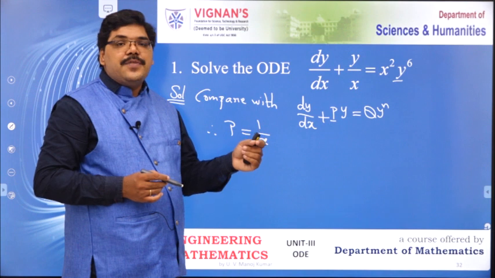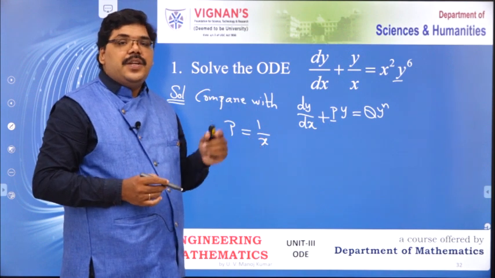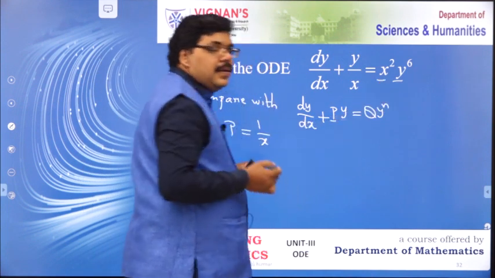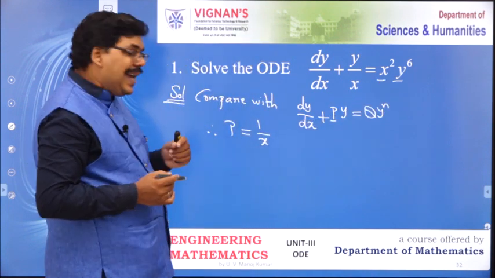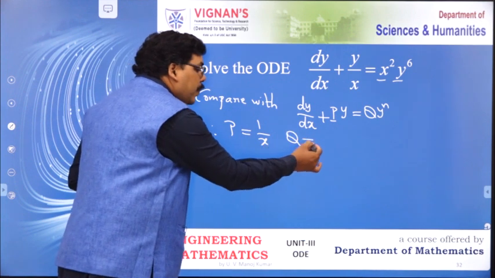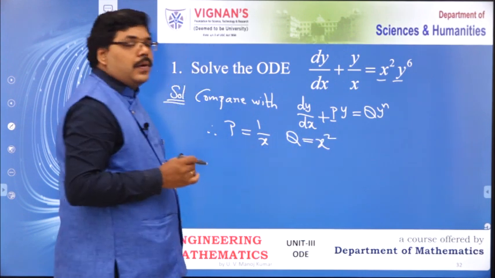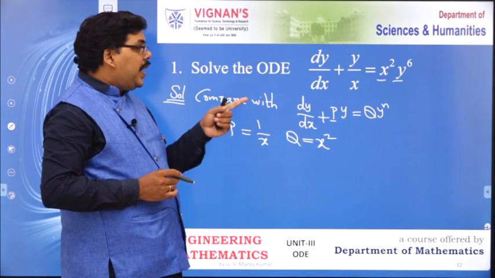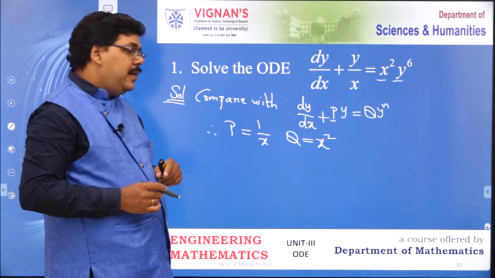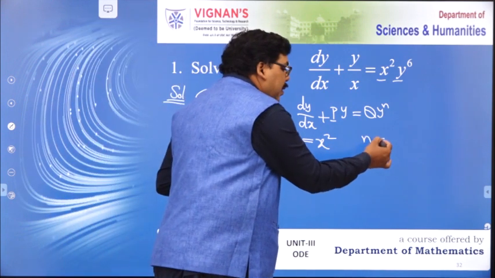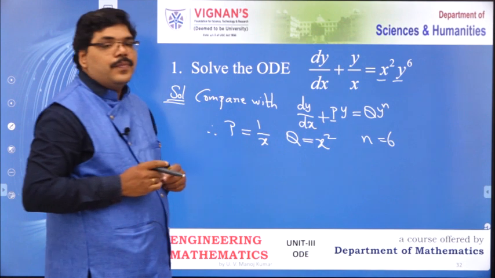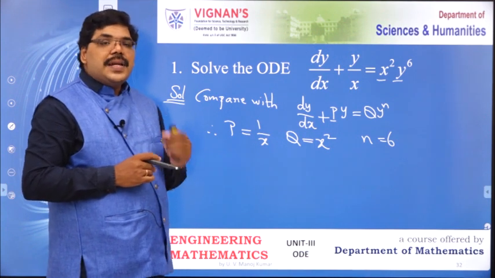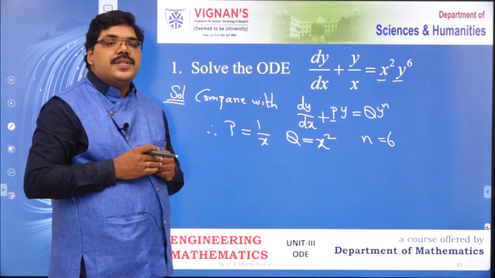What is the right hand side function in the given differential equation which is a function of x? X square. So what is q here? X square. After writing p and q, compare y power 6 with y power n. So what is n here? 6. So is it in Bernoulli's form? Yes.